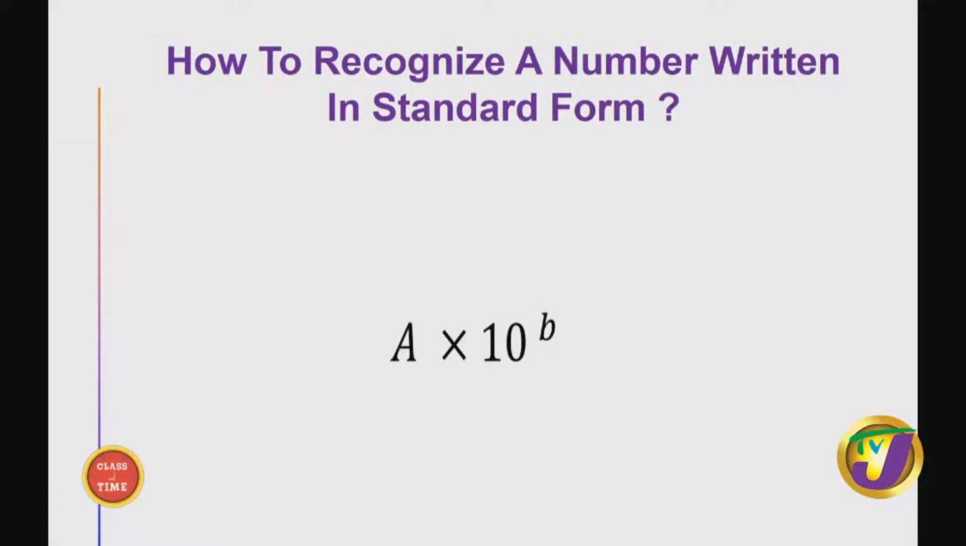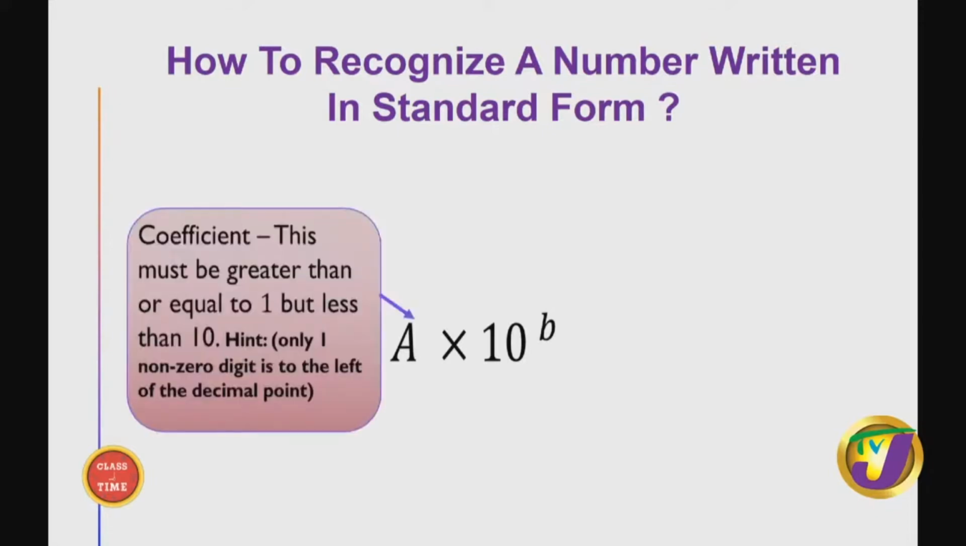Now we need to know how we recognize a number in standard form. This number is written in a particular way. It says scientific, so it's scientifically written. This is the general form that it takes. The first number, A, is what the science people call the coefficient. Not like the algebra coefficient, really, but the physics, science terminology.